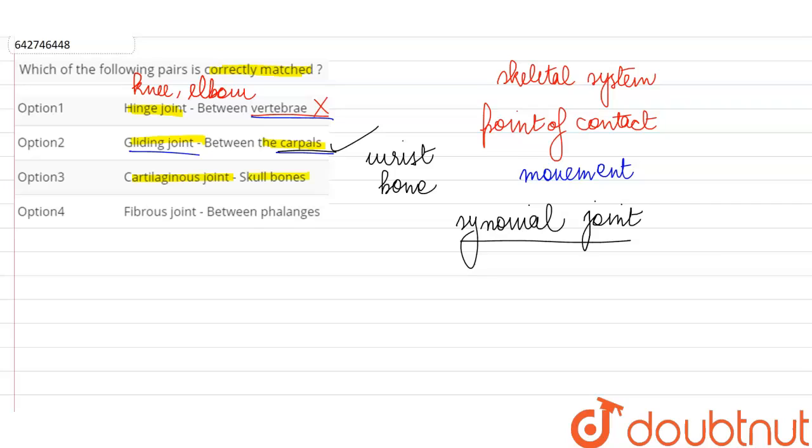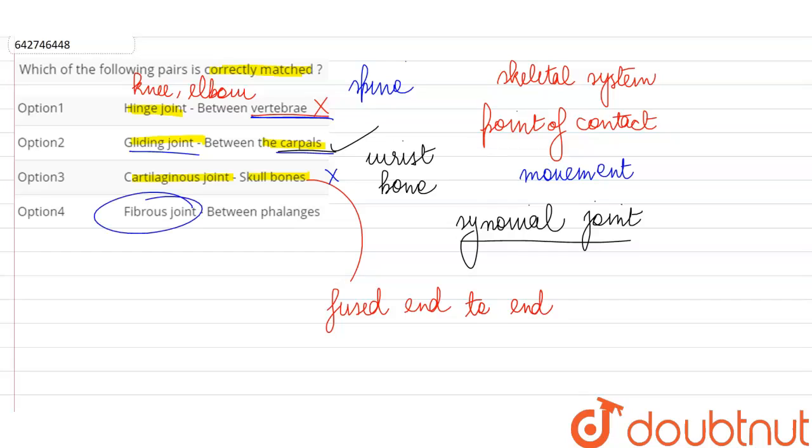Now cartilaginous joint allows movement. We have just mentioned how the joint between successive vertebrae in our spine, in our backbone, is cartilaginous. But when we talk about the skull bones, the bones which make up the skull are joined to each other in such a way that they show no movement. Obviously the skull appears as a single structure, and the different bones that make up the skull are not going to move. So this cannot be a cartilaginous joint.